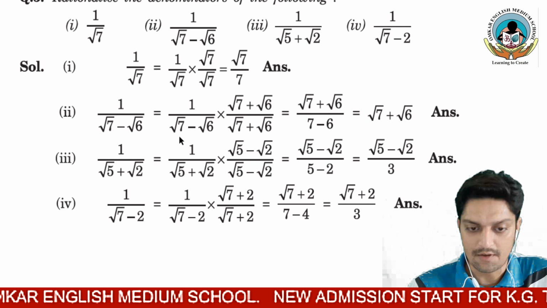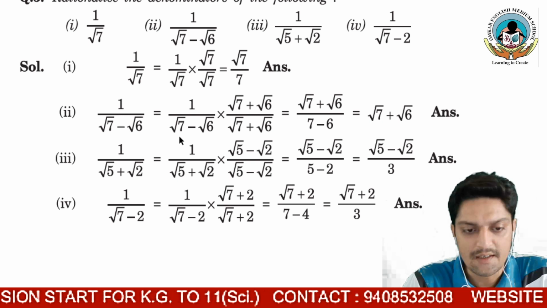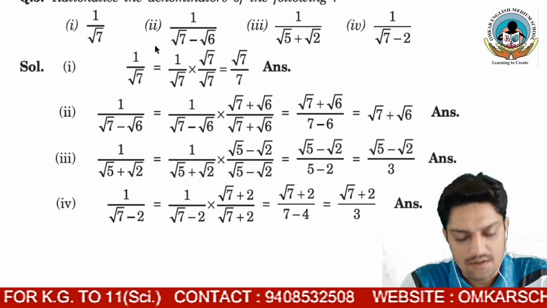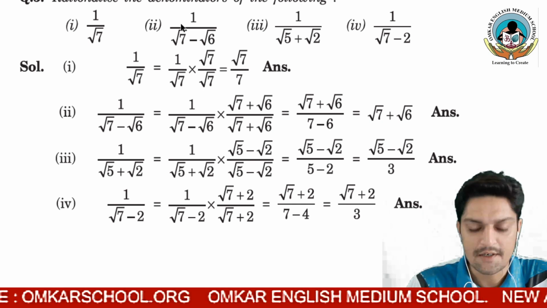Rationalization is, as per our tradition of mathematics, generally we cannot write under root terms and mixed under root terms in the denominator. Here you can see this is in the denominator: root 7 minus root 6. There are two roots and there is a subtraction relation between them. As per the tradition of our mathematics, this is not written.